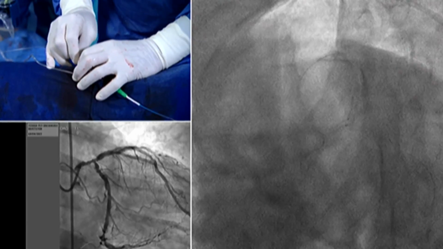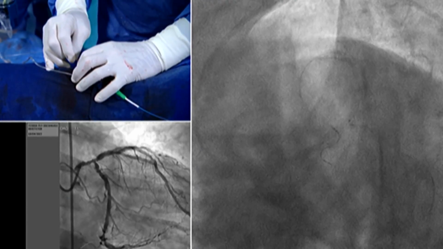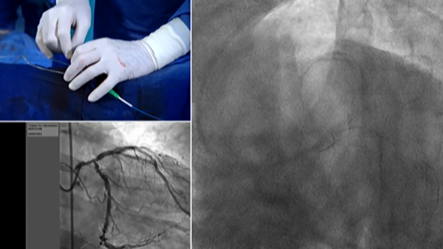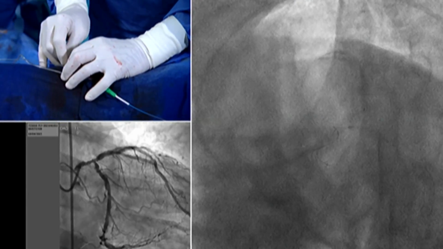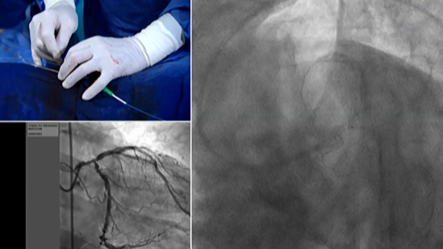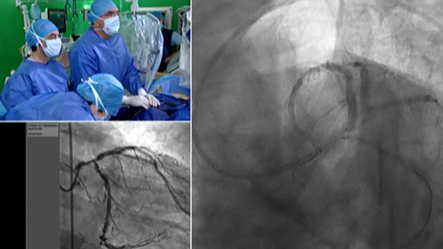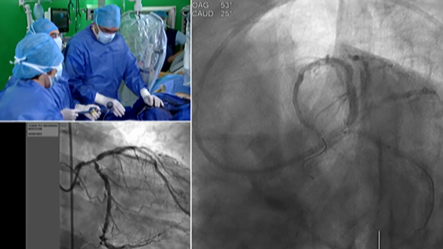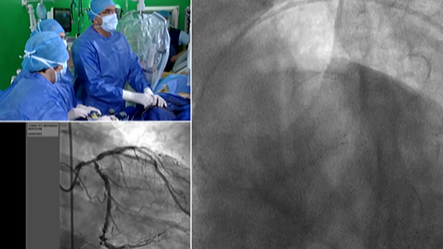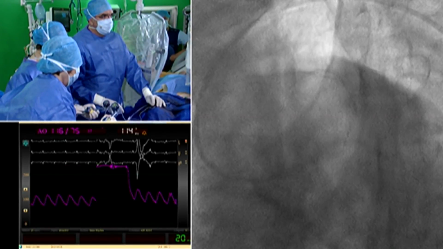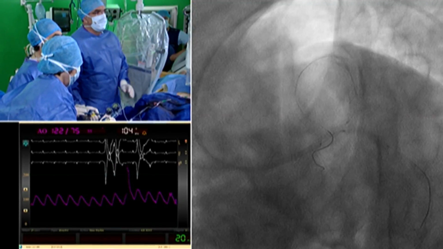So we have time to take this view. Okay, it's too much. Every time you push to advance one balloon, the other balloon is moving in the opposite way. So, okay, we take a view again, we film it. Oh, very good. I think it's good. What do you think? Looks good. It's okay. So we can inflate first the stent. 6, 8, 10, 12, 14.